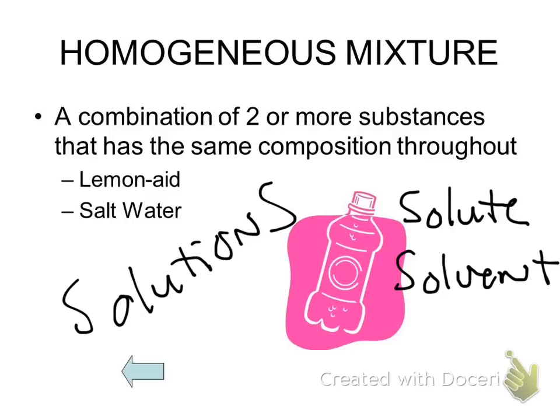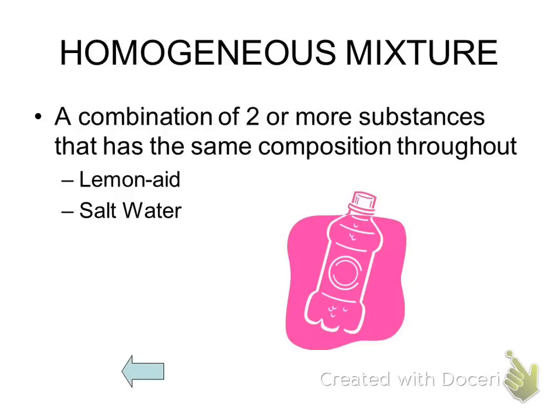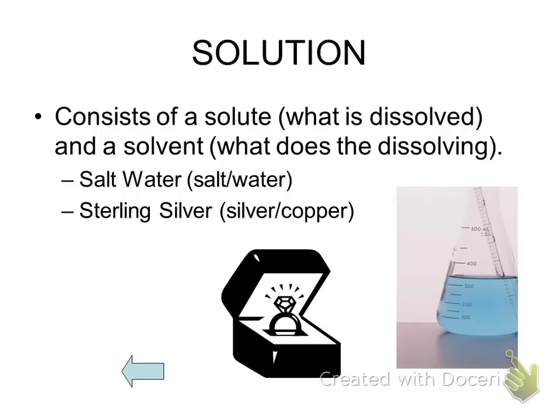A solute is the thing that dissolves, like the salt. The solvent is the thing that your solute dissolves in. So for our example here again is salt water, so the solute is the salt, the solvent is the water. Again, these are solutions. Really, a solution is anything where one thing is dissolved into another.